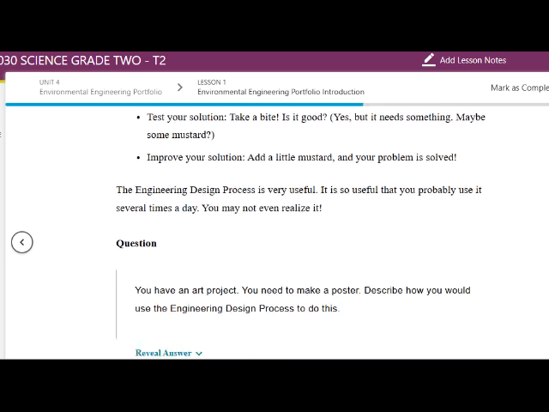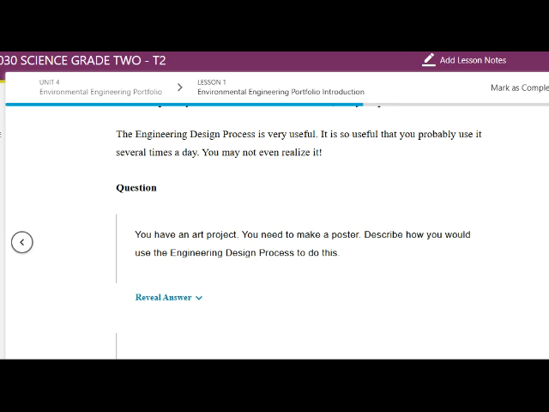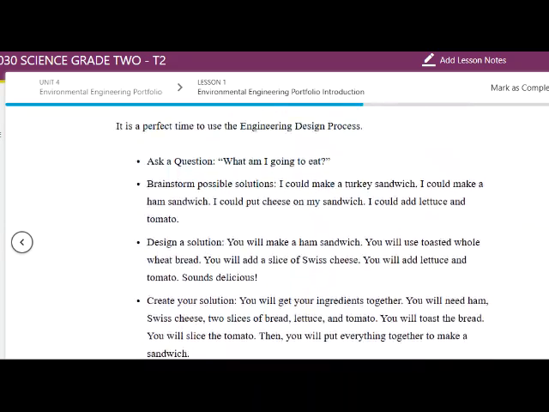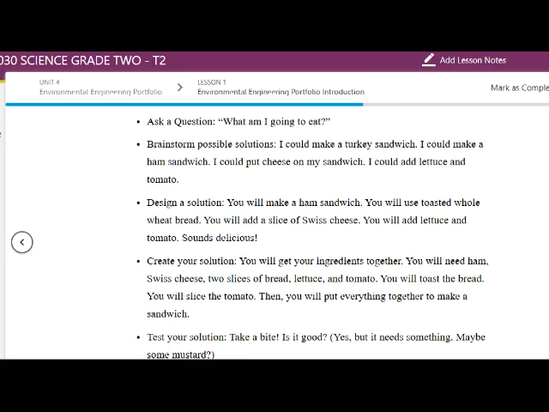The engineering design process is very useful. It is so useful that you probably use it several times a day. You may not even realize it. So here's another question. You have an art project. You need to make a poster. Describe how you would use the engineering design process to do this. So this isn't our portfolio today, but this is something you can talk about with your learning coach, and you can look at these steps to help you.